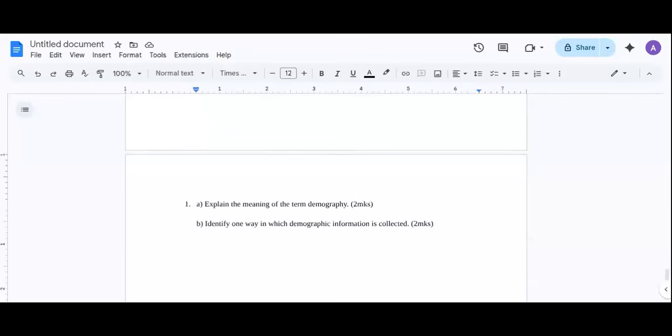So demographic information can be collected through a national census or government census.